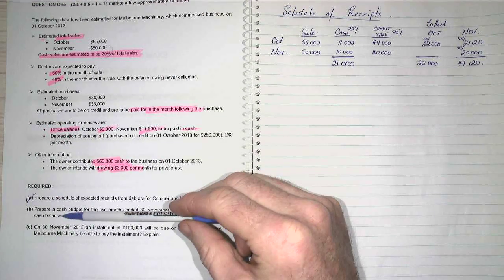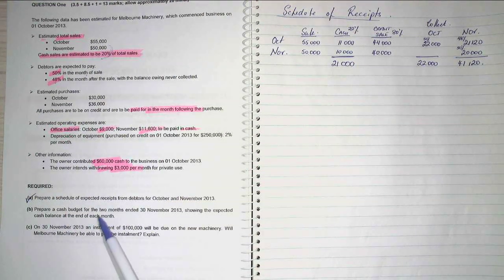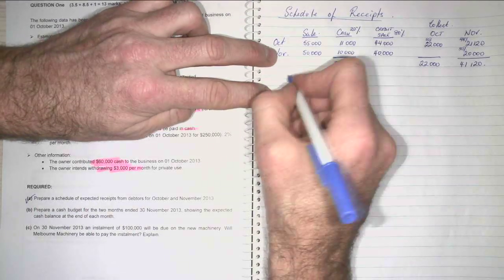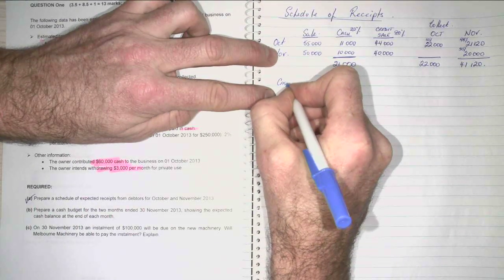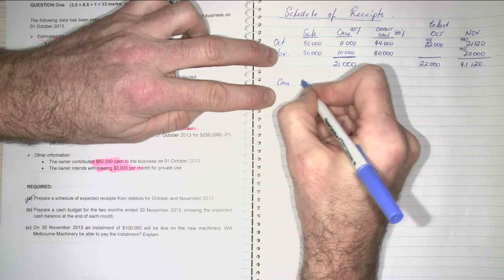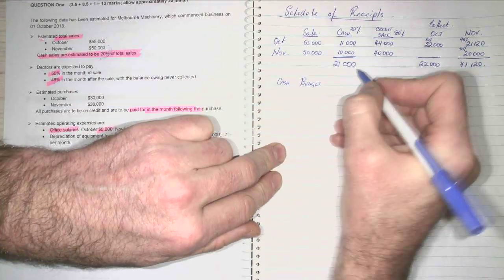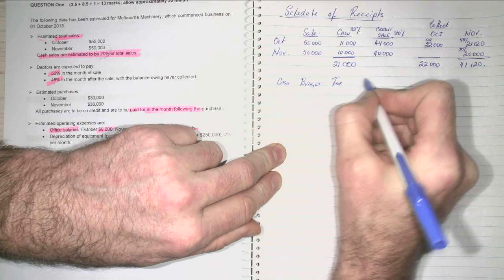So I'm now looking at B, which says prepare a cash budget for the 2 months ended 30th November 2013, showing the expected cash balance at the end of the month. Okay, so cash budget for Melbourne Machinery.